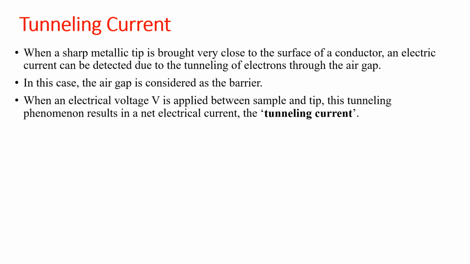First of all, you must understand what is meant by tunneling current. When a sharp metallic tip is brought very close to the surface of a conductor, an electric current can be detected due to the tunneling of electrons through the air gap. In this case, the air gap is considered as the barrier. When an electrical voltage is applied between the sample and the tip, this tunneling phenomenon results in a net electrical current, which is known as the tunneling current.